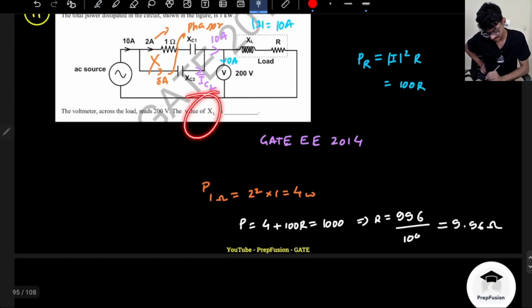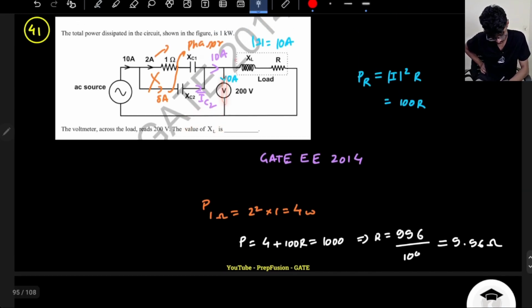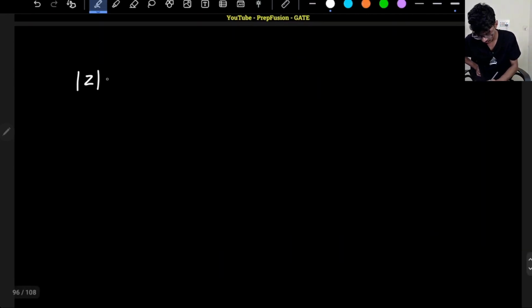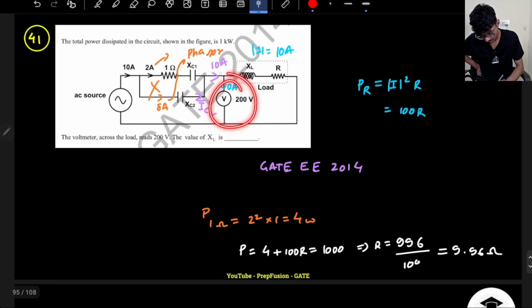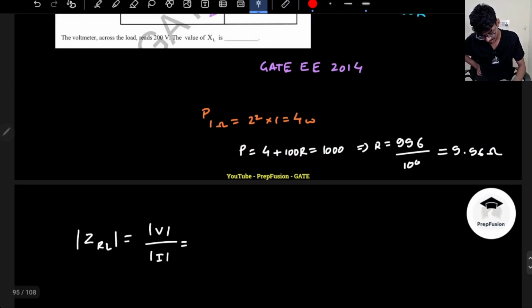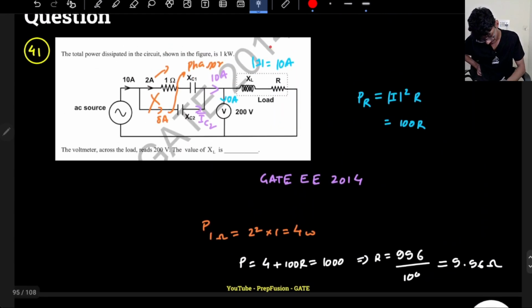They have asked us to find the XL. I know the voltage across this series combination. I know the current across this series combination. If I want to calculate the magnitude of impedance RL, what is it? Magnitude of voltage divided by magnitude of current. So what is the magnitude of voltage? Magnitude of voltage is 200. What is the magnitude of current? Magnitude of current is 10.